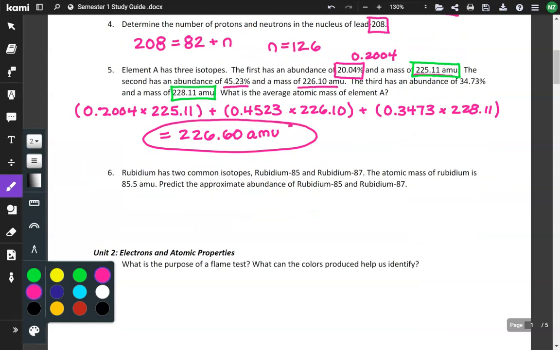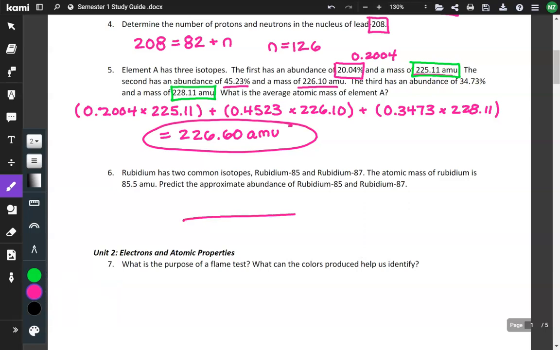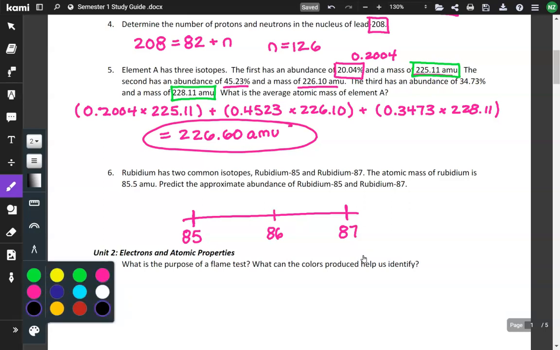Rubidium has two common isotopes, rubidium 85 and 87. The atomic mass of rubidium is 85.5. Predict the approximate abundance of 85 and 87. So I'm going to do this on a number line. So here is 85. Here is 87. And in the middle would be 86. And our average is 85.5. So right here.